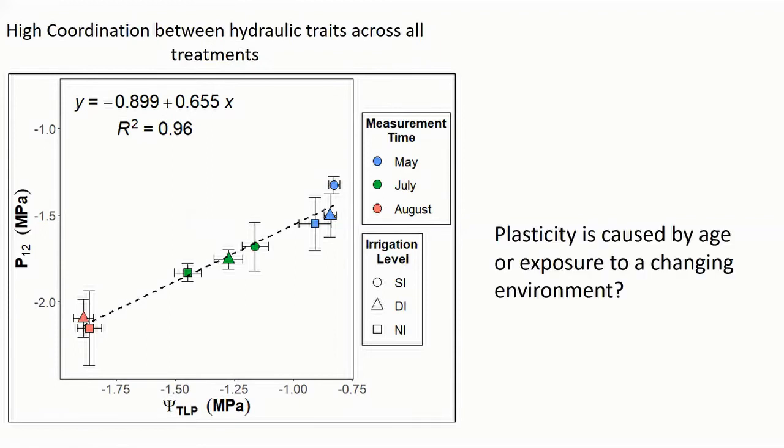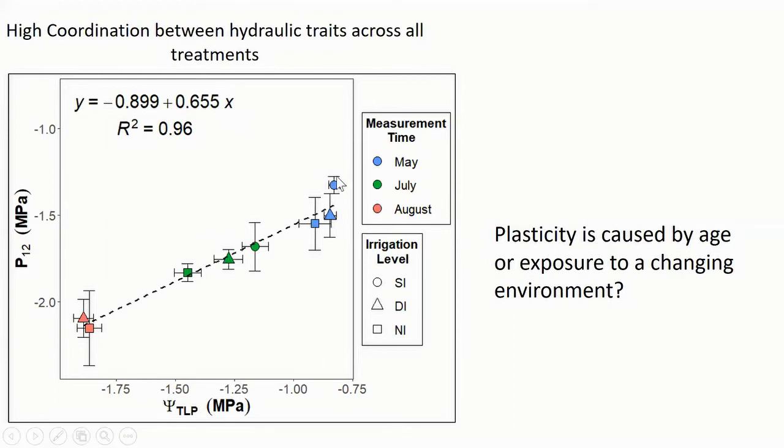What we asked ourselves is if this shift, this seasonal coordination or this plasticity, is caused by age, because through time the leaf basically matures, or because they acclimate to a different environment. If we change the environment, if the plants would only be exposed to very highly irrigated conditions, would it not occur? And I think we have some answer to this question if you look at the clustering of the points.